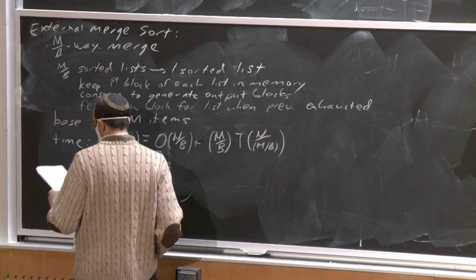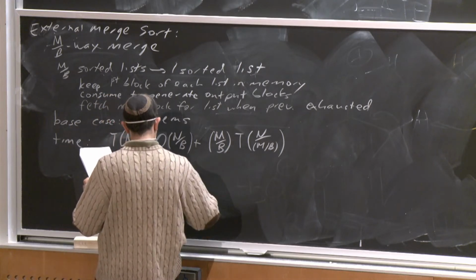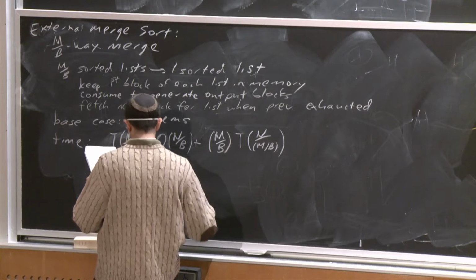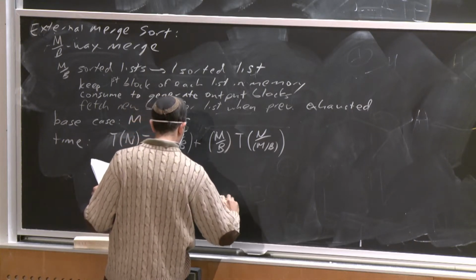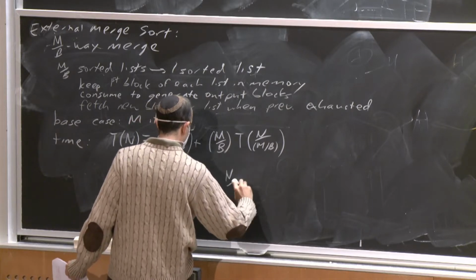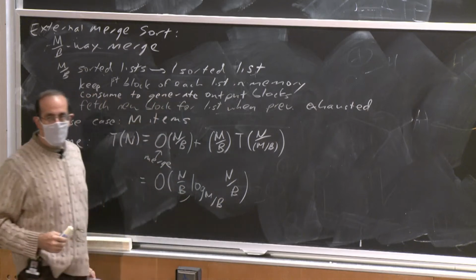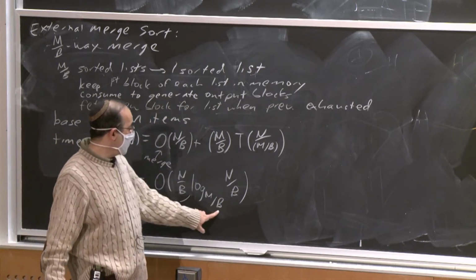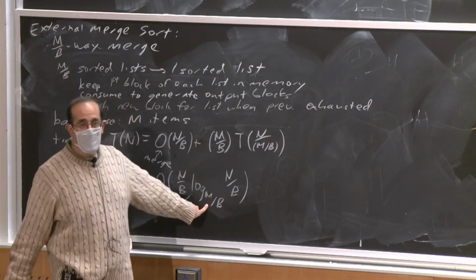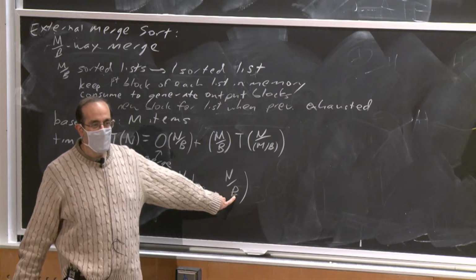However, when you solve this, you find out that you get a running time of n over b times the log base m over b of n over b. So I'm writing this as a b here, even though I could write an m. And the reason is that everything is now nicely in terms of b, and because this is in the base of the log, it doesn't actually matter whether I put an m or a b here.